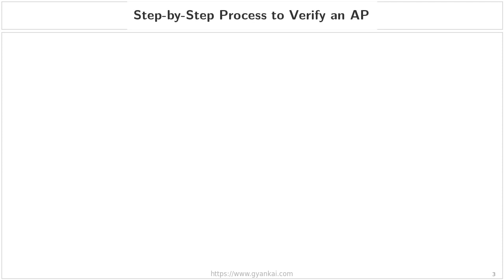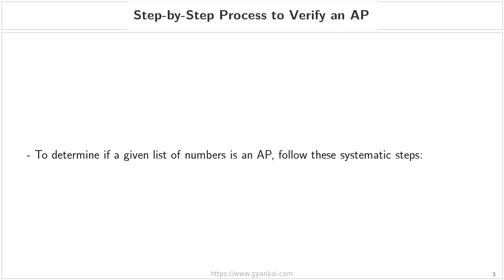Step-by-step process to verify an AP. Now that we understand the fundamental principle, that the difference must be truly common to all terms, let's break this down into a clear, systematic process. If you follow these 5 steps, you will never be caught off guard when asked to verify a sequence.